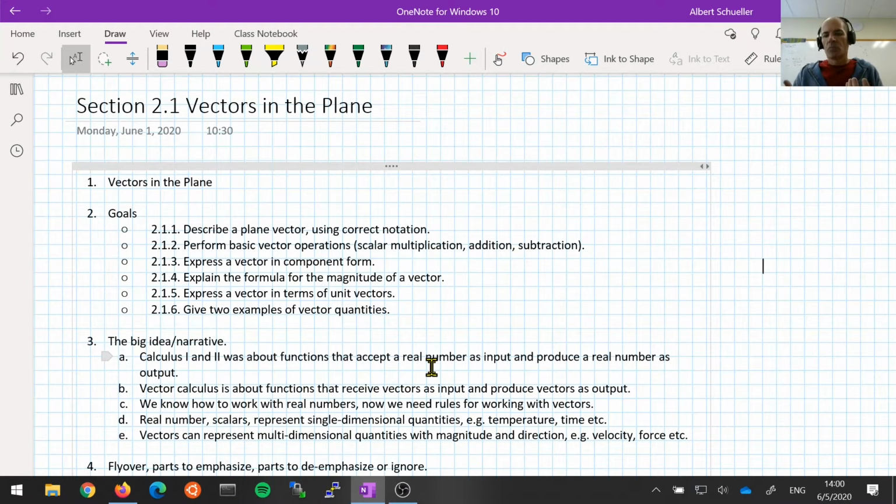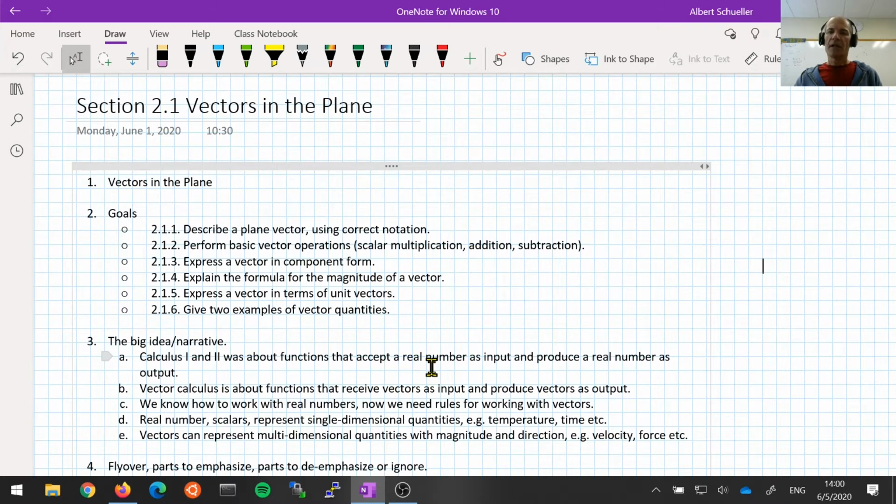Now, we know the rules for working with real numbers. In fact, we're so comfortable with those rules that we might not even be aware that there are rules. We know how to add 2 real numbers. We know that, for example, real number multiplication distributes over addition. We know how to find inverses of real numbers. We know all kinds of things about real numbers.